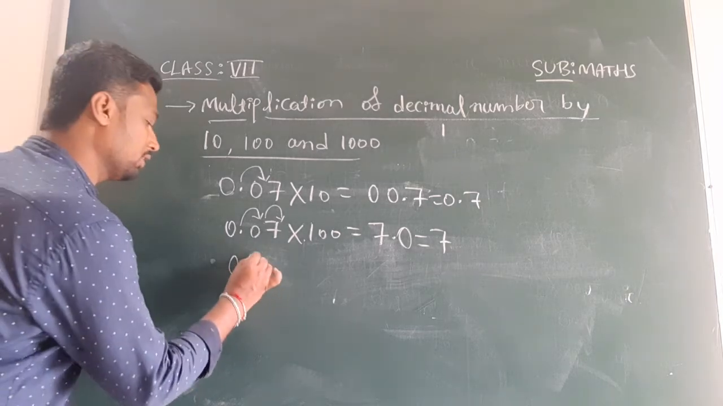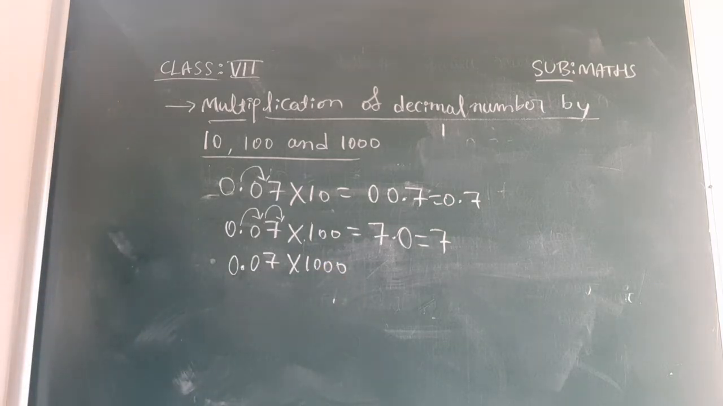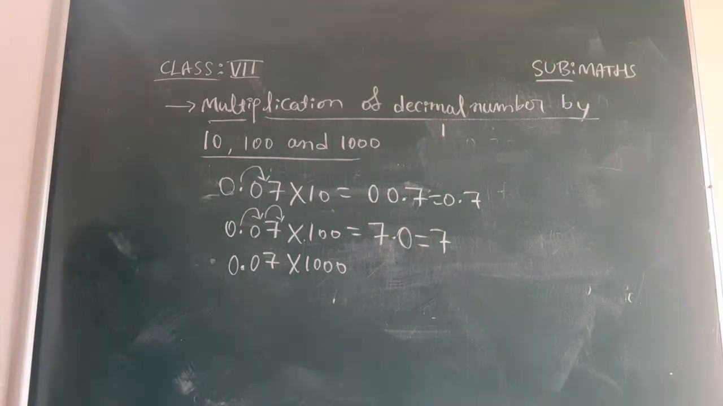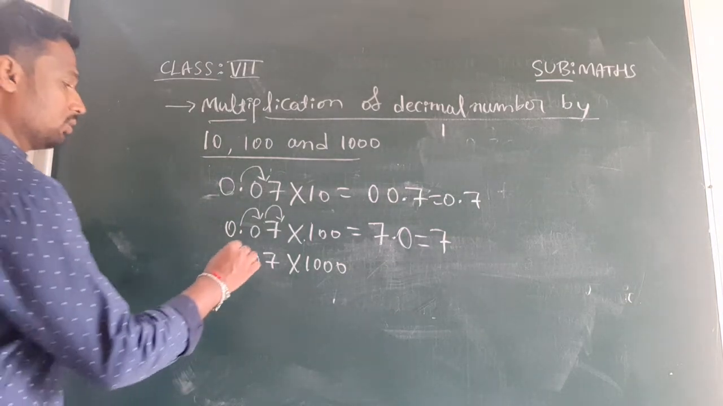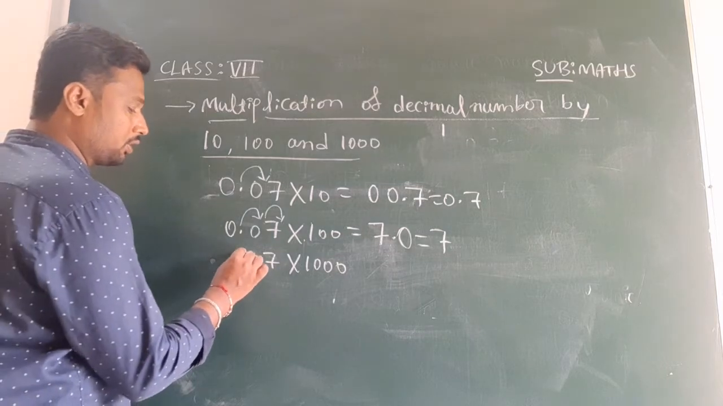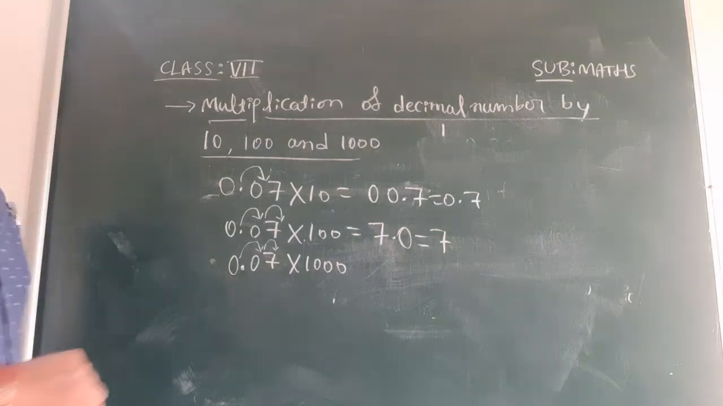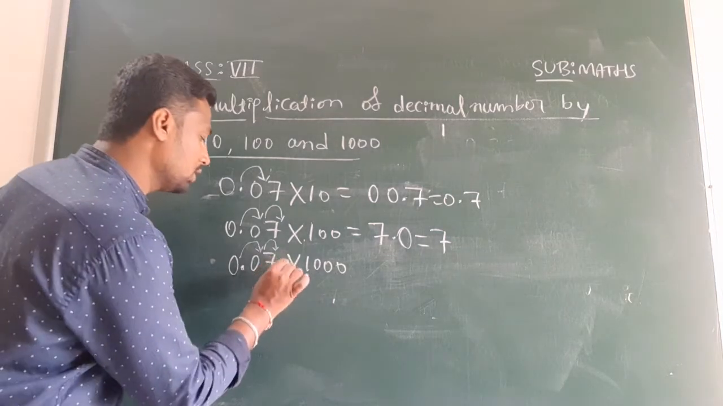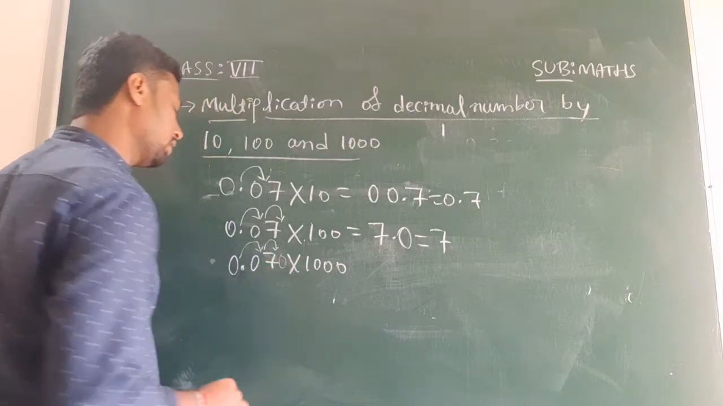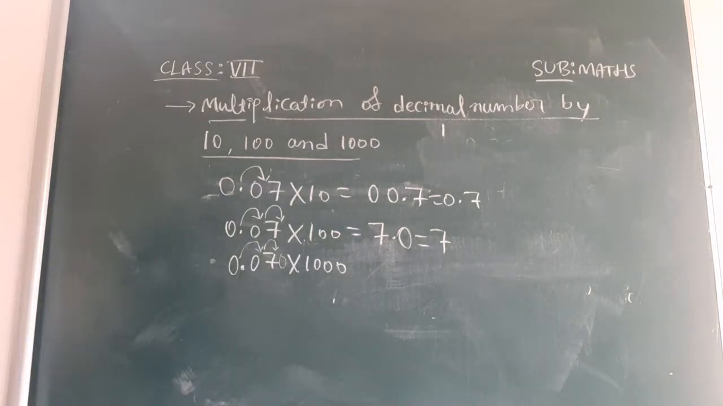Again they are multiplying this with 1000. Okay, so if they multiply with 1000, in 1000 how many zeros we have? 3 zeros we have. So we have to move this decimal point 3 steps towards the right side. First step, second step, and in the third step we don't have any value, so we will consider 0 here. Then after this 0 I will get the decimal point.